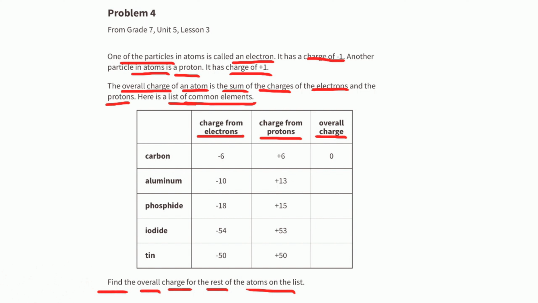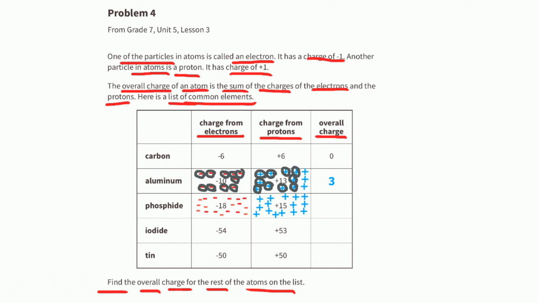Look at carbon. 6 negatives cancels out 6 positives, so the overall charge is 0. Look underneath it at aluminum. 10 negatives cancel out 10 positives, leaving 3 positives, so the overall charge is 3. Next, look at phosphide. There's more negatives than there are positives, so 15 positives will cancel out 15 of the negatives, and there'll be 3 negatives left over. So the overall charge for phosphide is negative 3.